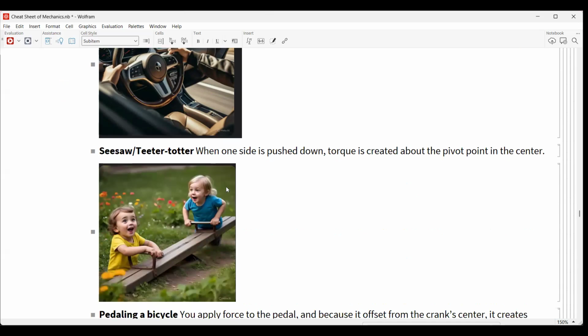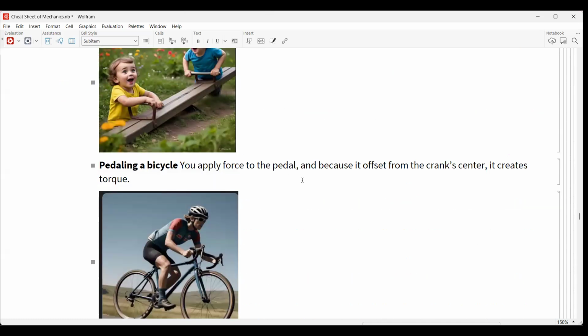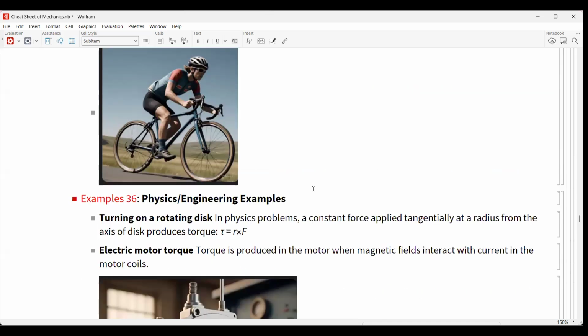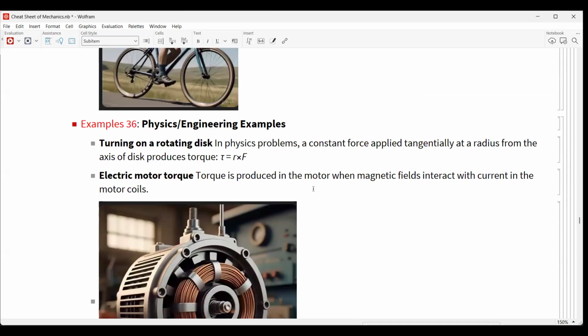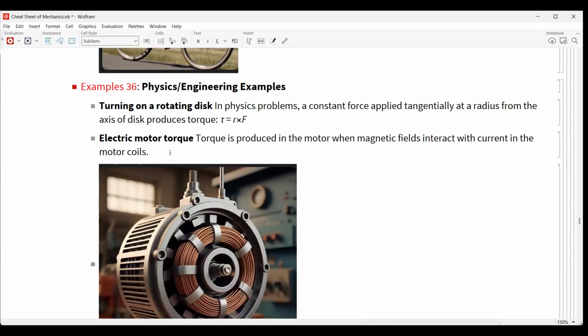Seesaw or teeter-totter: when one side is pushed down, a torque is created about the pivot point in the center. Pedaling a bicycle: you apply a force to the pedal, and because it is offset from the crank center, it creates a torque. Physics and engineering examples: turning a rotating disk. In physics problems, a constant force applied tangentially at a radius from the axis of the disk produces a torque equal to r times F.